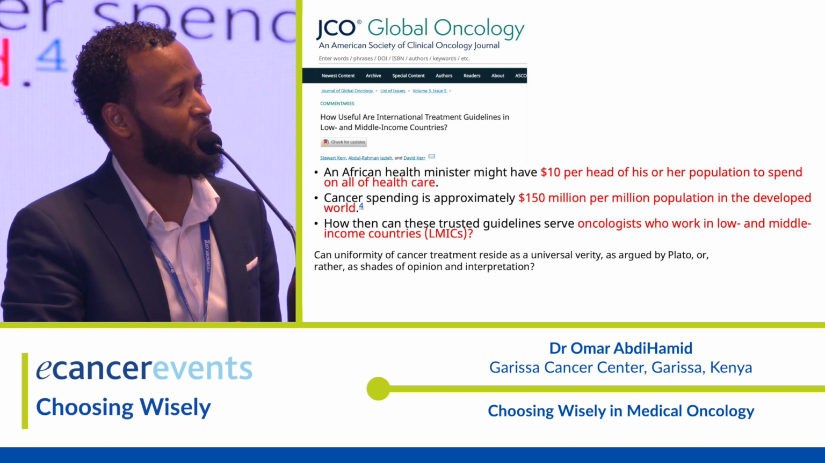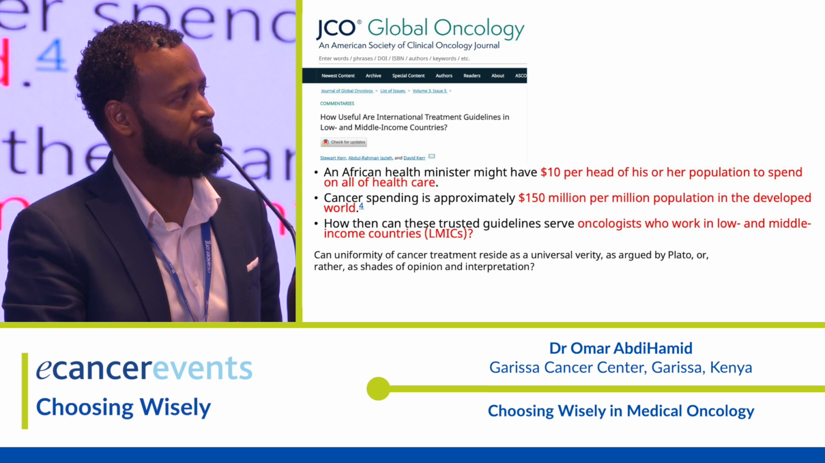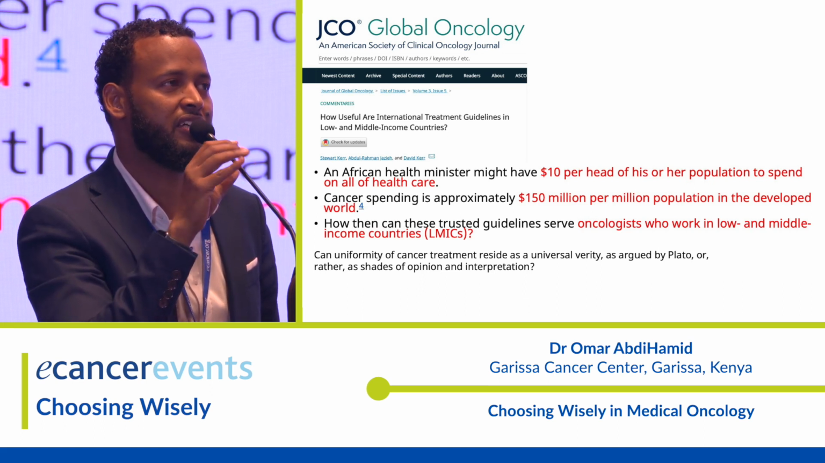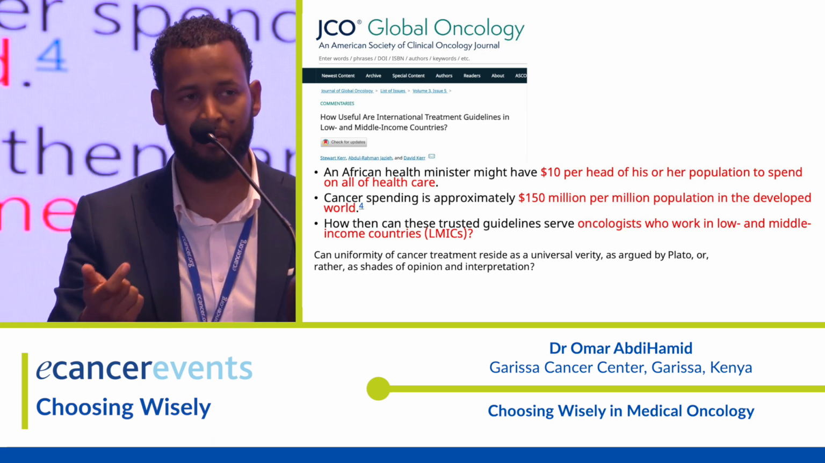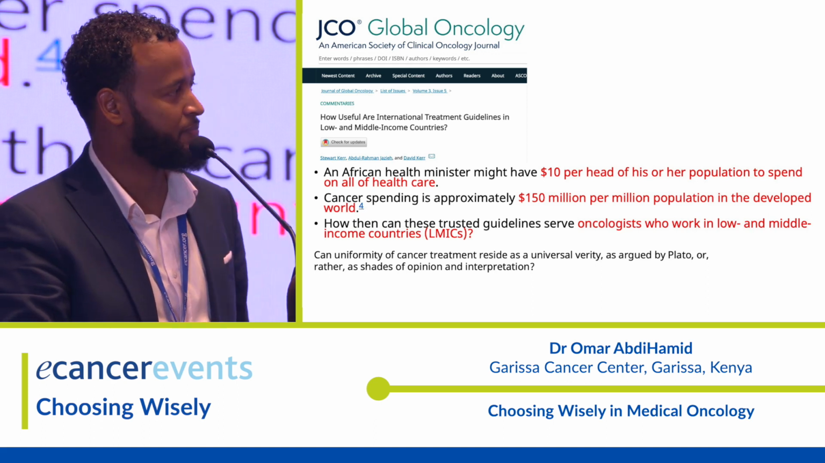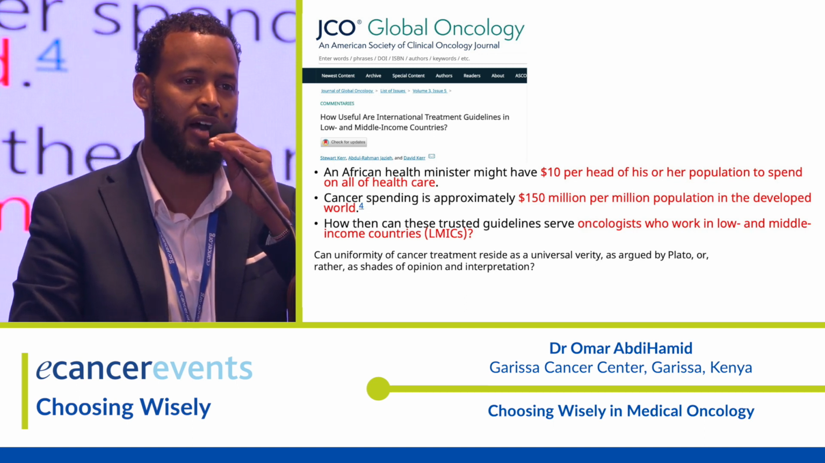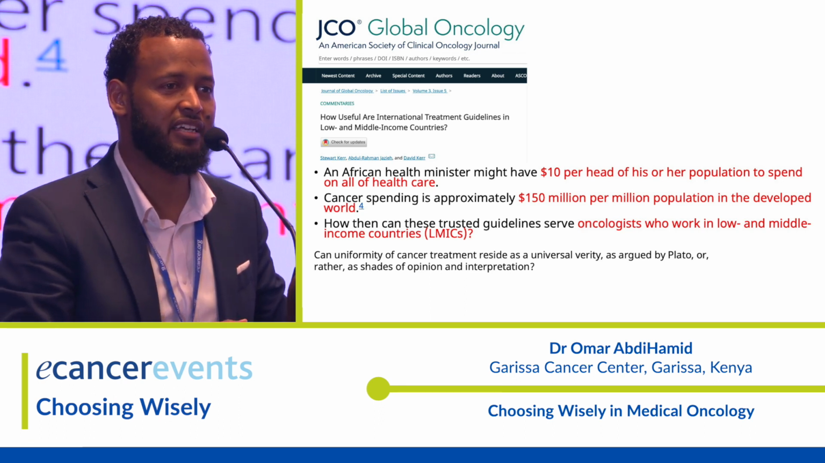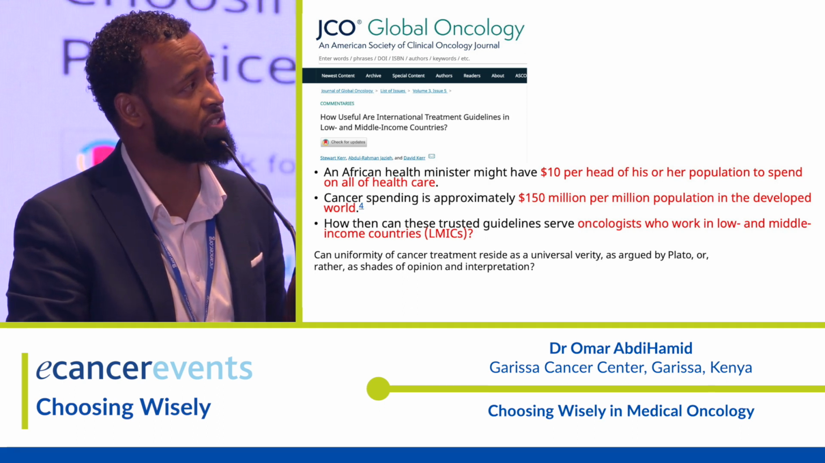And you compare that to approximately 150 million budget for the developed world. So how can these guidelines, which have been established in high income countries, be used in low and middle income countries? The money is not the same. The healthcare expenditure is not the same. The healthcare funding is not the same. Okay? So we need to choose wisely. There are a lot of guidelines that we use from high income countries for low and middle income countries. Yes, some of them are good for guidance, but the real effects are very different, and so is the availability of even the recommendations.